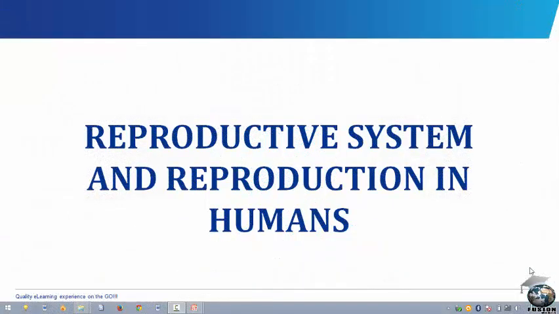Reproductive system and reproduction in humans. Reproduction is a process involving coming to life of new organisms, either from one parent or a pair of parent organisms. It allows continuity of life.